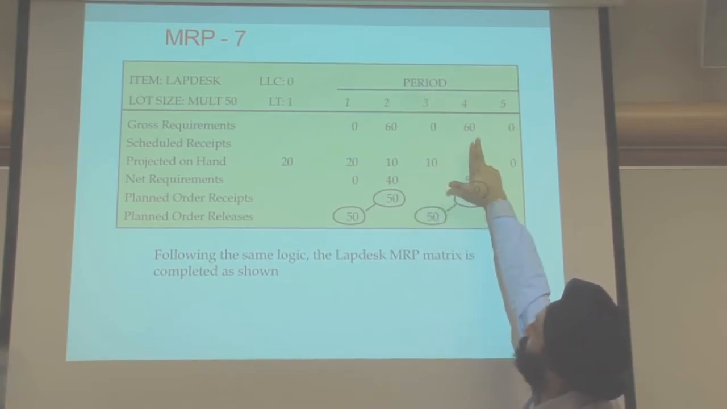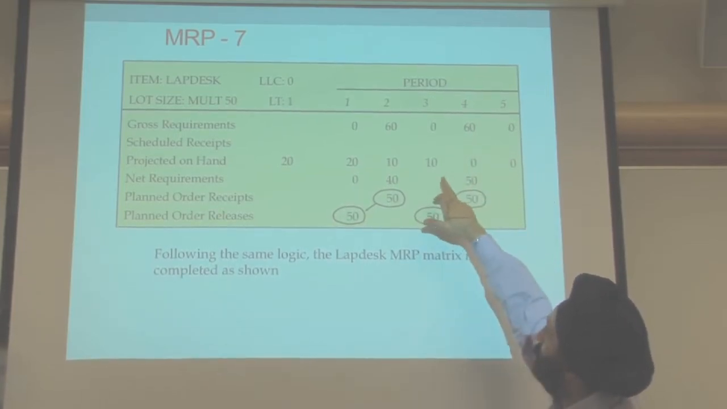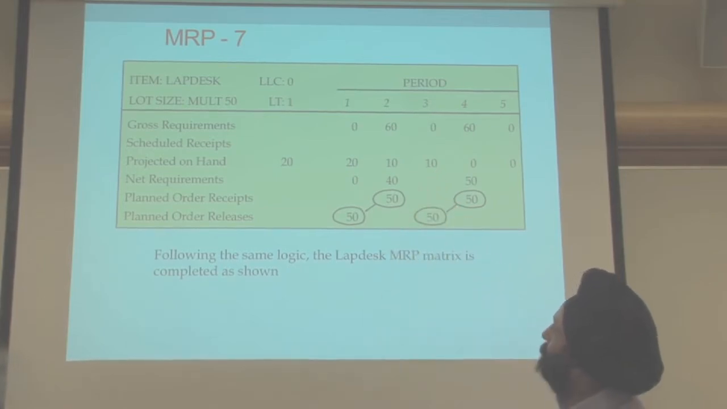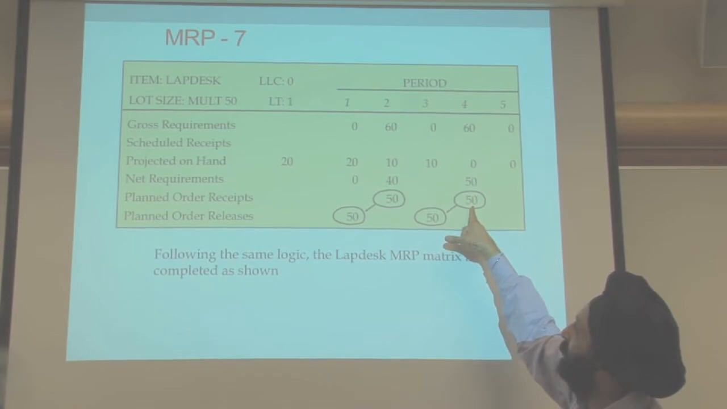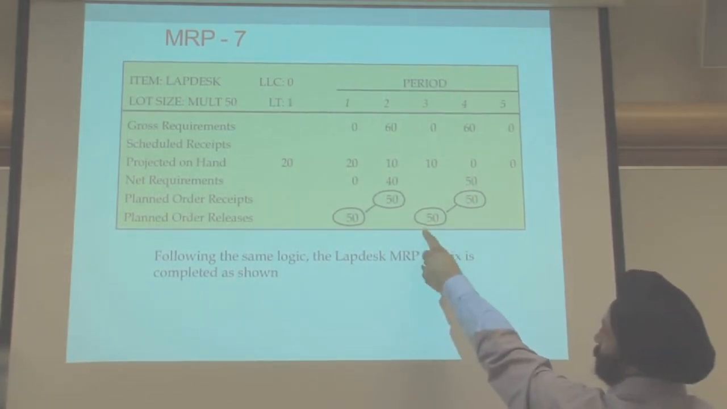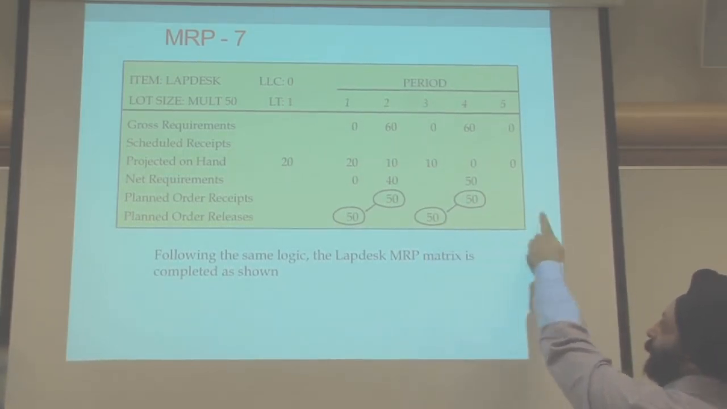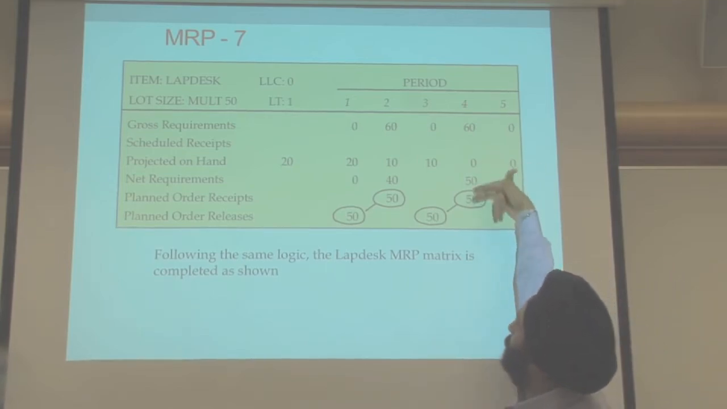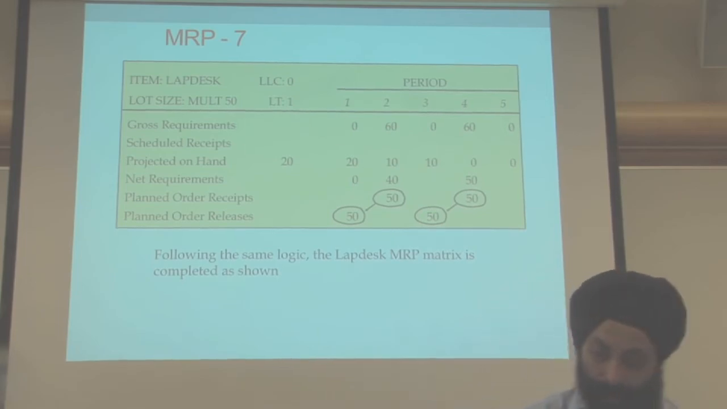And that 10 units, when faced with a gross requirement of 60, will give you the net requirement of 50. Since that is exactly a multiple of 50, we plan on receiving that 50 over here in period 4, which requires a release of an order of 50 units in period 3. And that takes care of the necessary demand, and we are done over here. So we can complete the MRP chart over here.